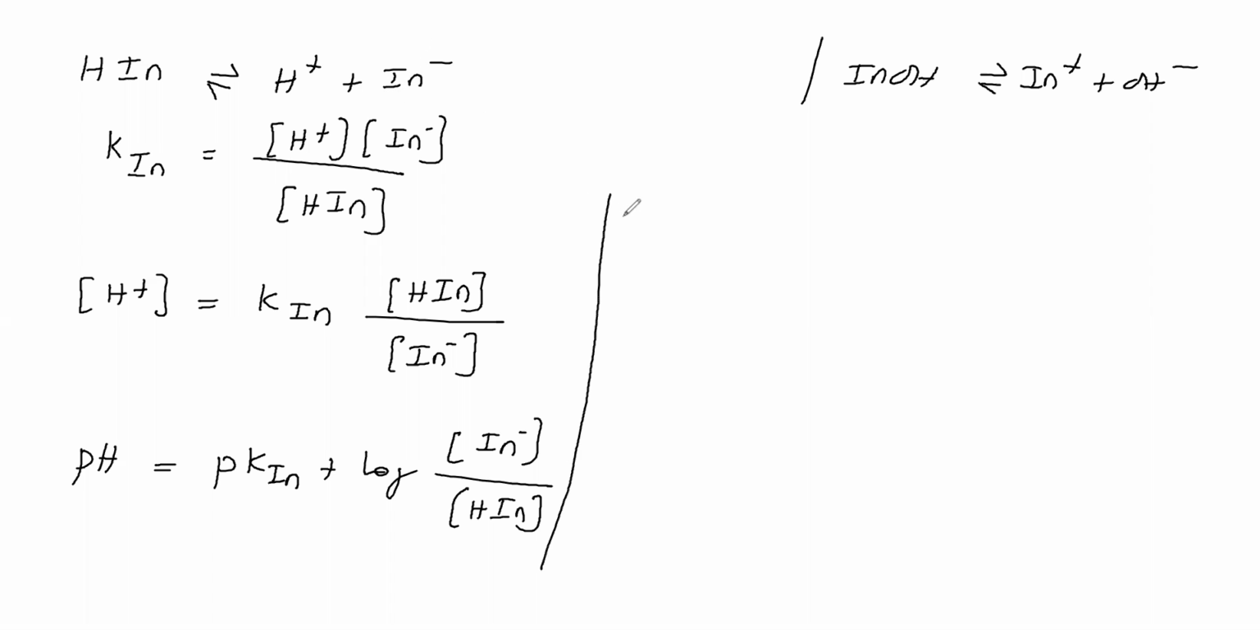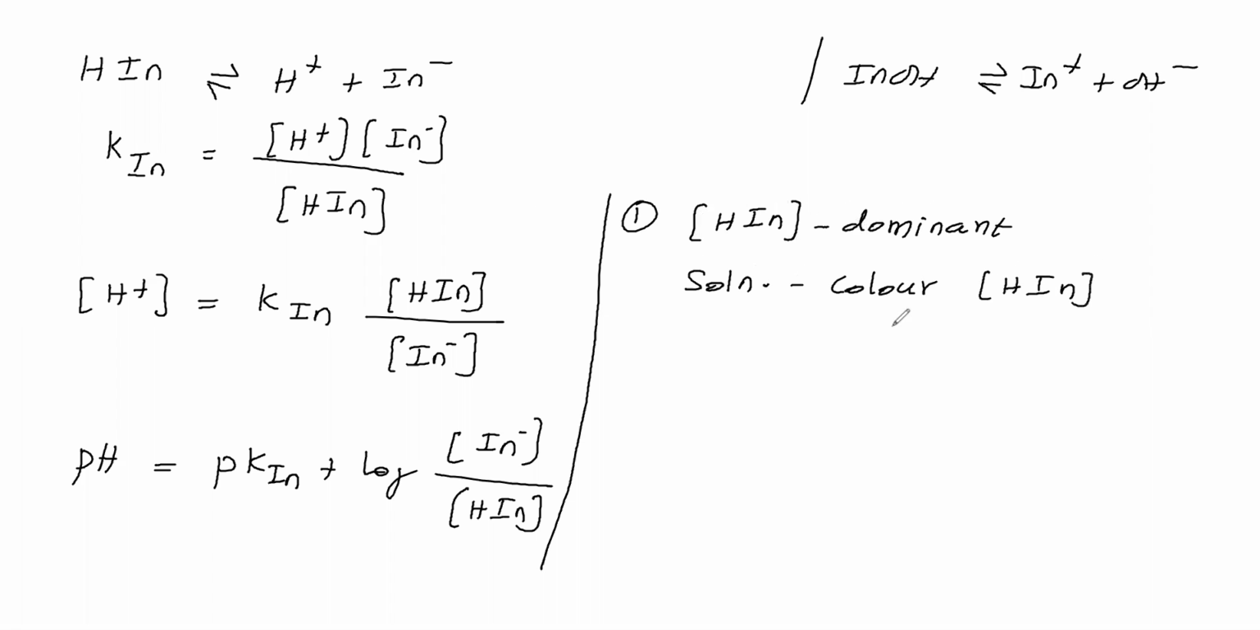Now what is the condition? First condition: this HIN concentration should be dominant in the solution. This HIN indicator is added into the solution, and in the solution this unionized form concentration should be dominant. Then the solution will get the color of this HIN form, the form we have added as the acid indicator to the solution.